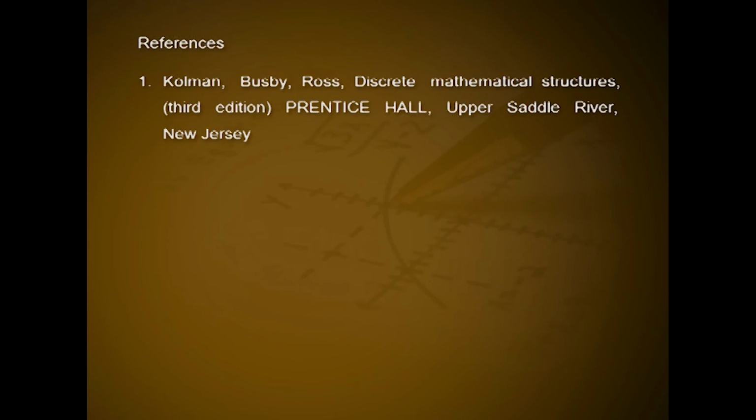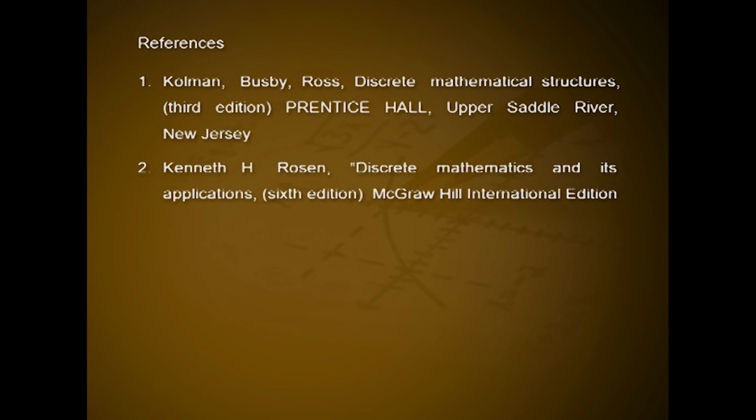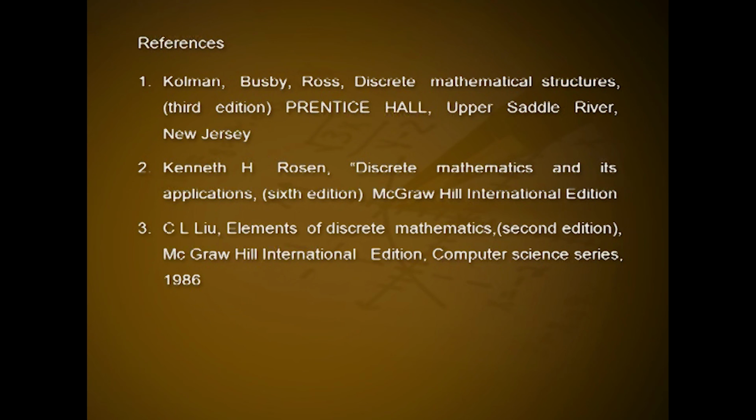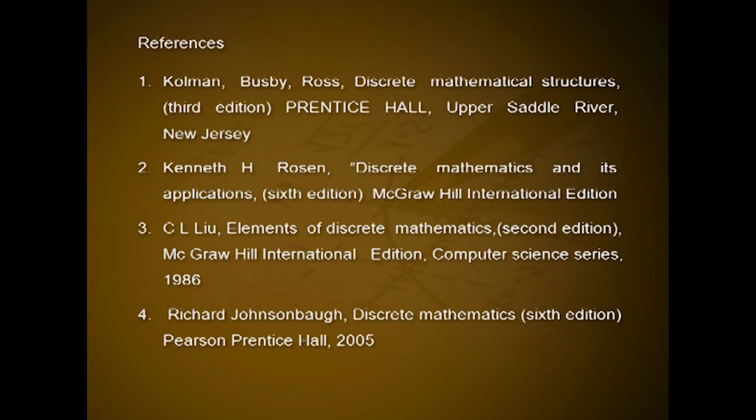Here are some books for further reading. First one is Discrete Mathematical Structures by Kolman, Busby and Ross, Prentice Hall, Upper Saddle River, New Jersey. Second one is Discrete Mathematics and Its Applications, 6th edition by Kenneth H. Rosen, McGraw-Hill International Edition. Third one is Elements of Discrete Mathematics by C. L. Liu, McGraw-Hill International Edition, Computer Science Series, 1986. Fourth one is Discrete Mathematics by Richard Johnsonbaugh, Pearson Prentice Hall, 2005. And finally, Introductory Discrete Mathematics by V. K. Balakrishnan, 1991.